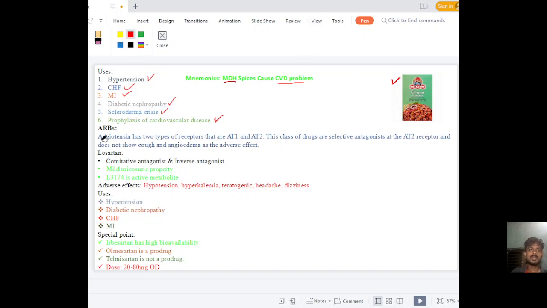If we talk about angiotensin receptor blockers, these basically block AT1 and AT2. Majorly they block the AT1 type of receptor.